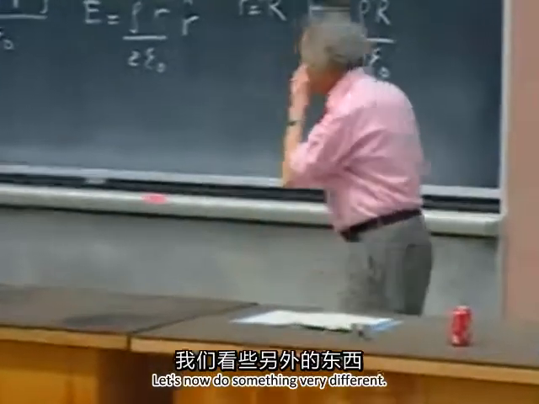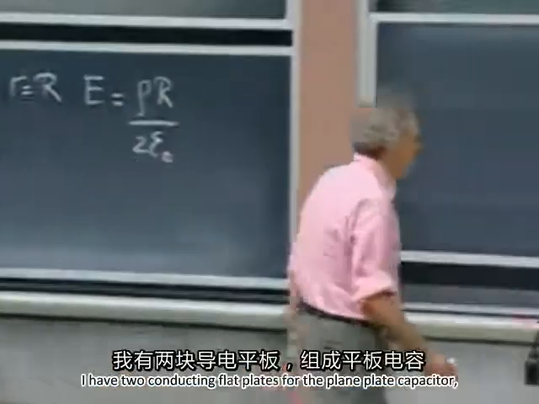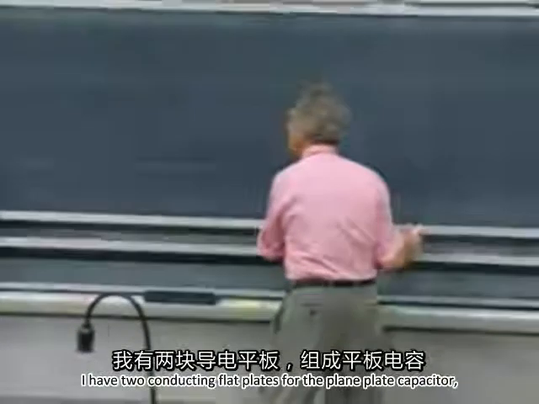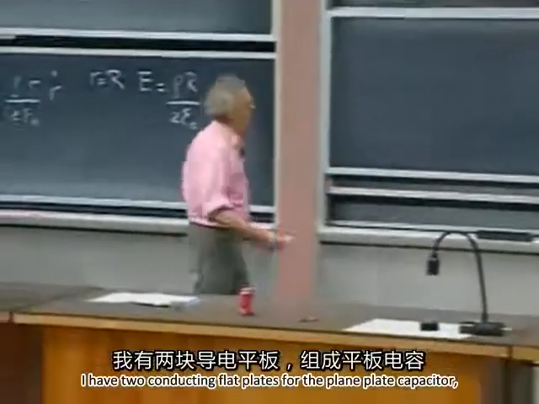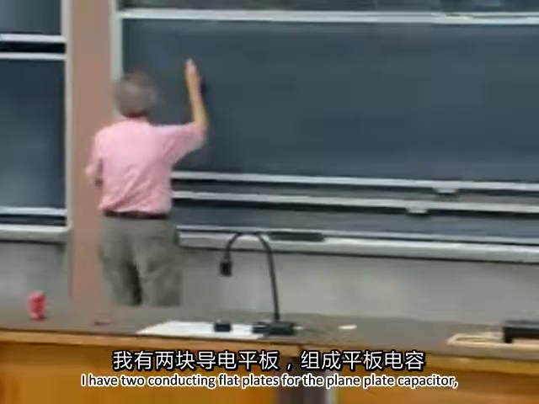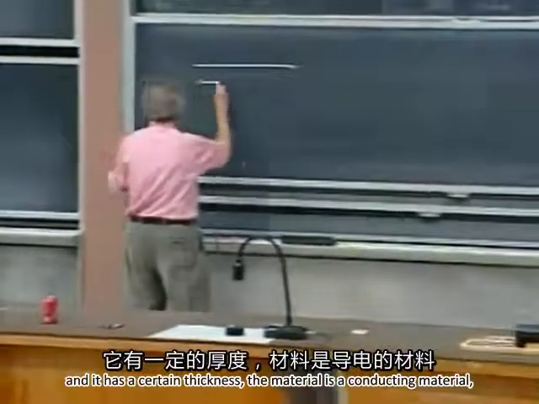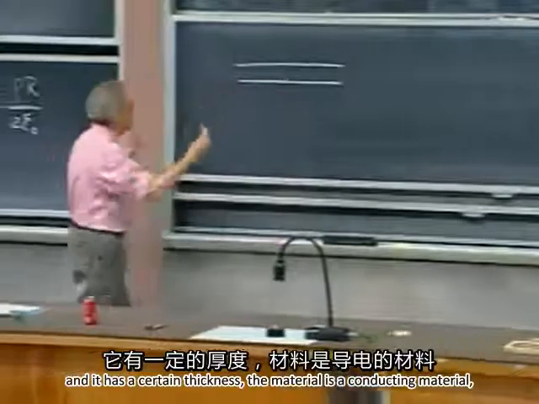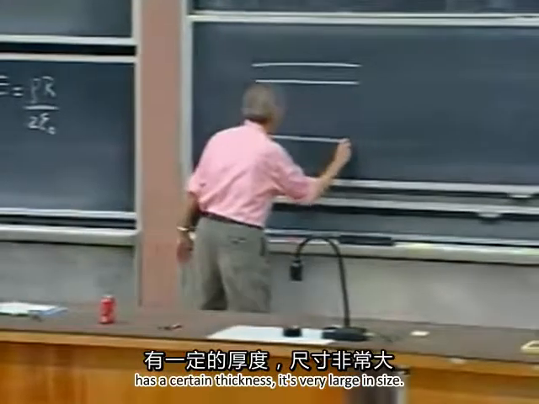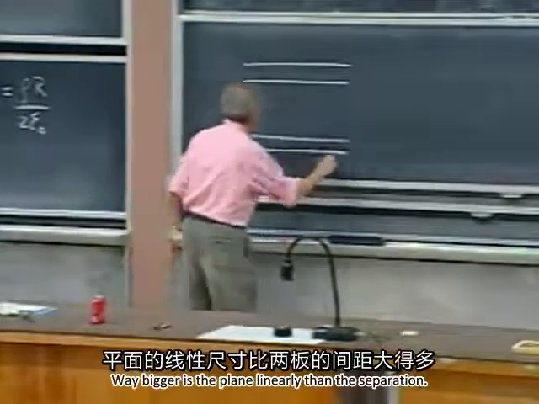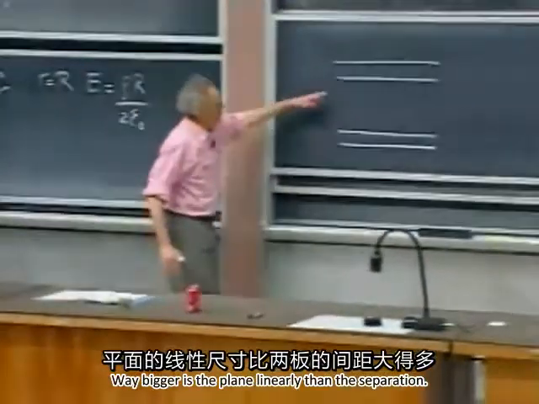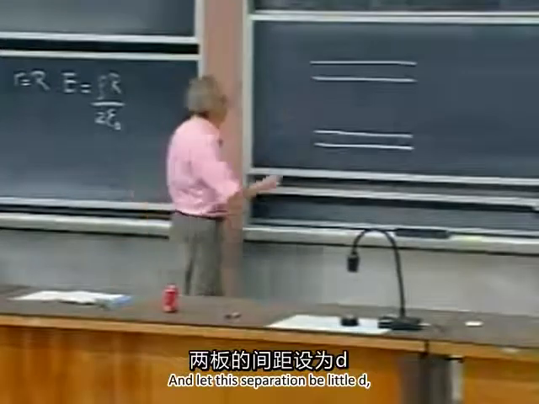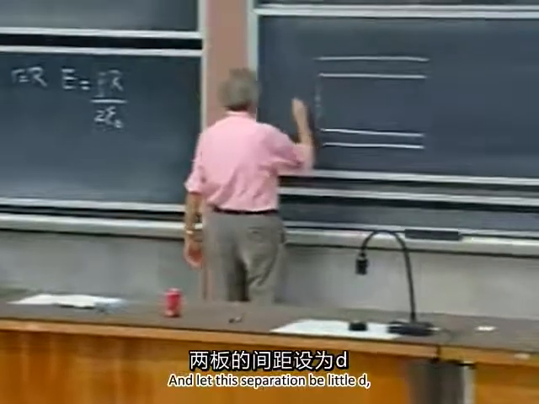Let's now do something very different. I have two conducting flat plates. Call it a plane plate capacitor. It has a certain thickness. The material is a conducting material. It's very large in size, way bigger linearly than this separation. And let this separation be little d.